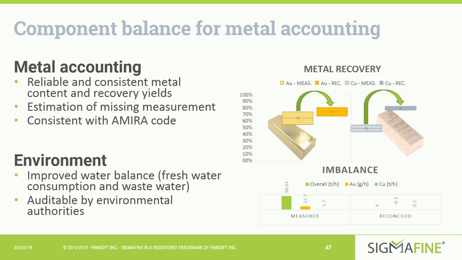After applying the component balance, we can see here from this bar chart, we have our metal recovery, and we can see that after applying the component balance, we have been able to reduce the uncertainty in our measurements. This is allowing us to provide more reliable and consistent metal content and recovery yields. And it's going to allow us also to estimate the compositions in areas of the model where maybe we don't have measurements or maybe we're not sure.